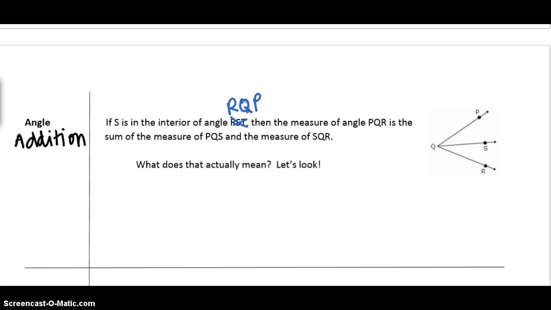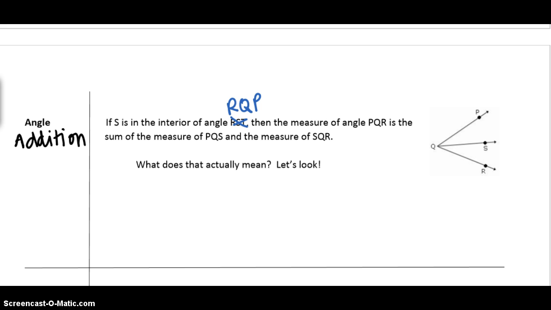RQP. There we go. Okay, so S is inside that angle, so then these two angles add up to be the big one, right? This sounds like a lot of mumbo jumbo. It's probably really difficult to understand. So let me explain to you what this actually means.